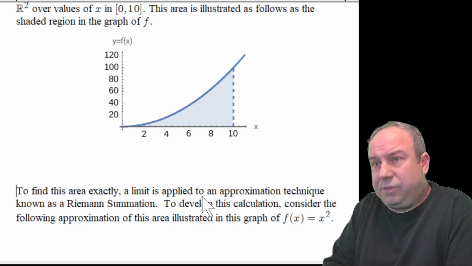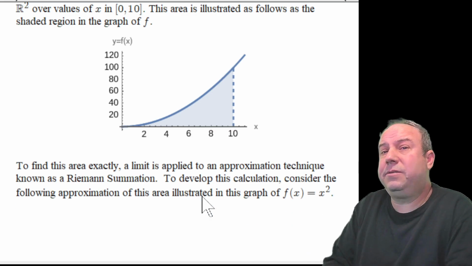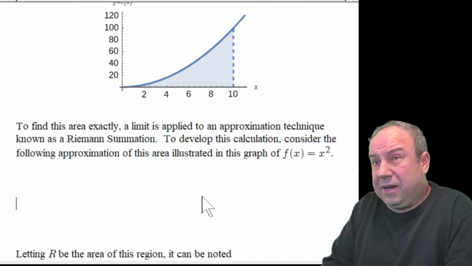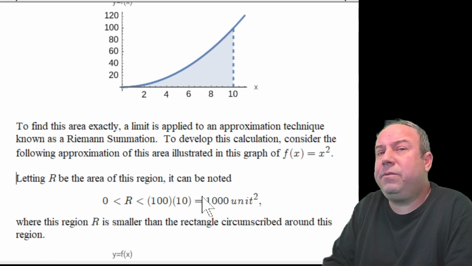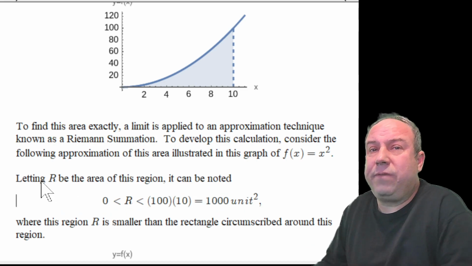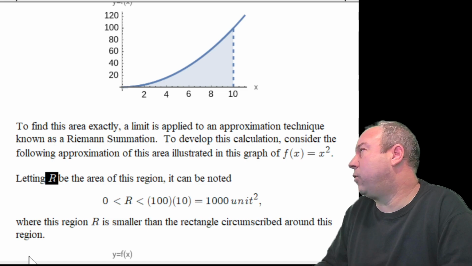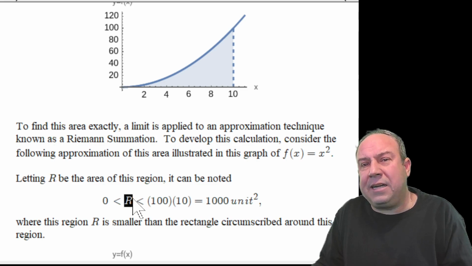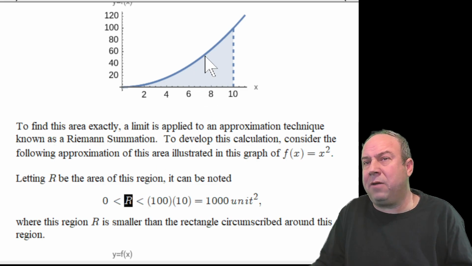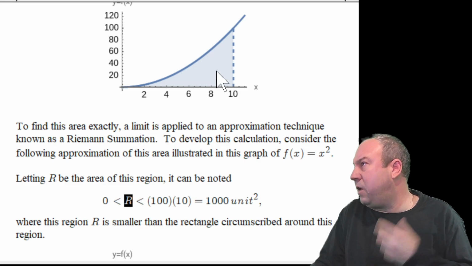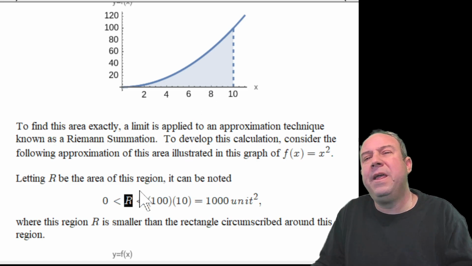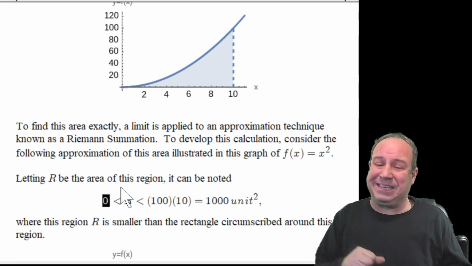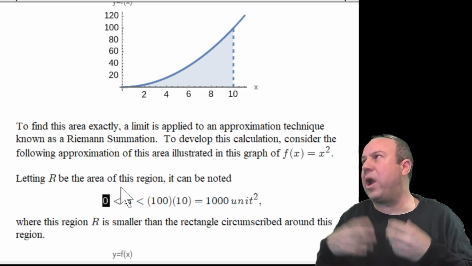To introduce a Riemann summation, we might first call the area of the shaded region the value of R. We'll refer to it as capital R here, in italics, so we can see this is the specific region we're talking about. R being this region, and R describing the area of this region. What we can note about that region R is it's certainly bigger than 0 units squared. It's greater than nothing.